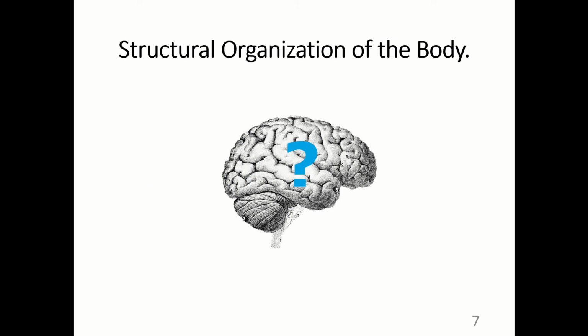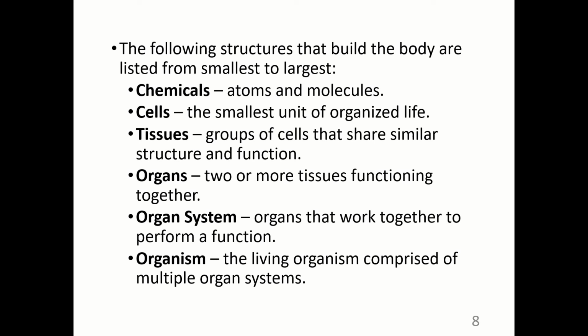Let's look at the structural organization of the body. The following structures that build the body are listed from smallest to largest. The smallest structures are found in the atoms and molecules, and this is the chemical level of organization. Atoms and molecules cluster together in units called cells. The cells are the smallest unit of organized life.